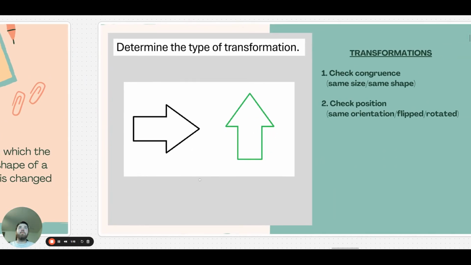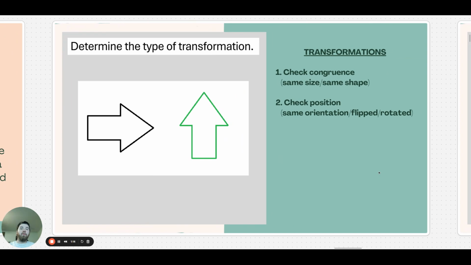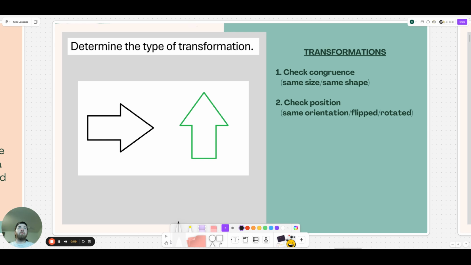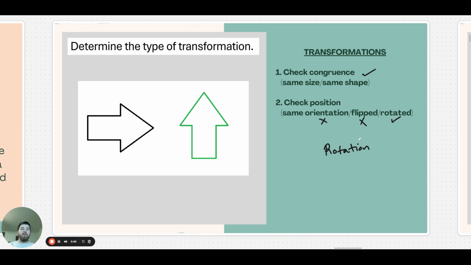All right, let's take a look at some examples here. First one, anytime you're looking for a transformation, there are really two things you want to look at. One, is it the same size and same shape? When I look at these arrows, yes, they look like they're the same size and same shape. So I would say that they're going to end up being congruent to each other. The next thing you're going to want to look at is its position. When I look at this, it doesn't look like it's flipped. It doesn't look like it just got slid. It looks like it rotated. And so that just means that we're looking at a rotation for my type of transformation.